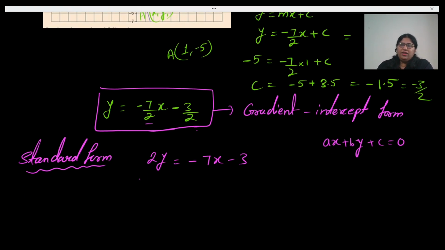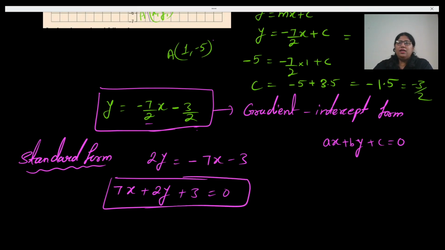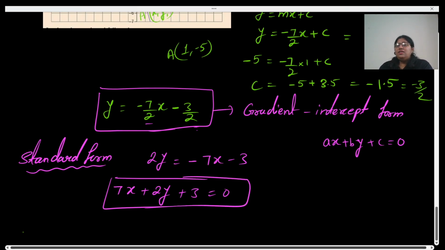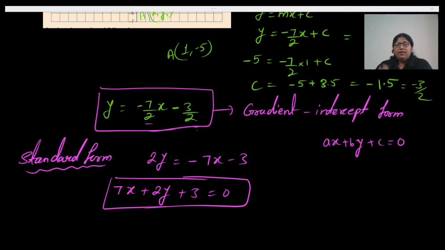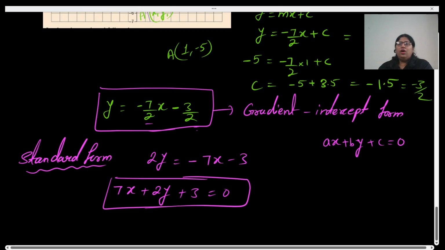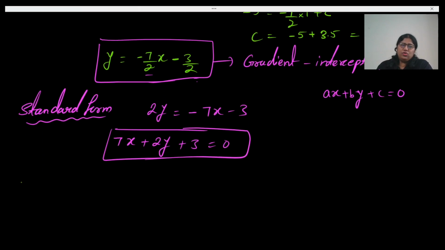So I can bring everything to the left hand side. It will become 7x plus 2y plus 3 equals 0. This is the standard form of a linear equation. Now, how many solutions do you get here? Because the first thing is getting the equation, identifying whether it's a linear equation or not. After that, how do you solve it?